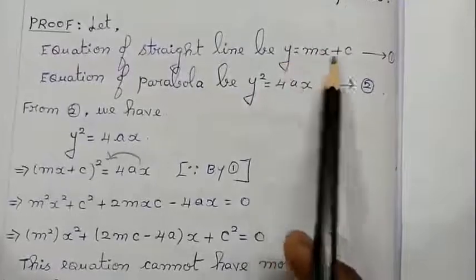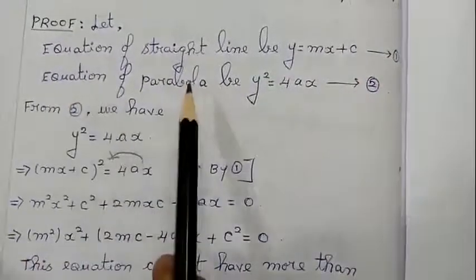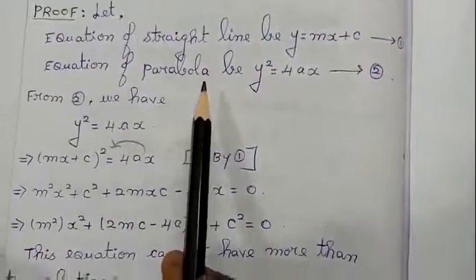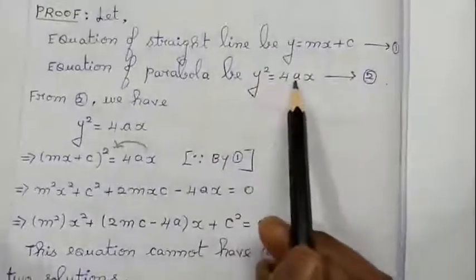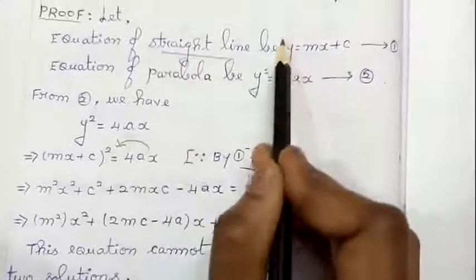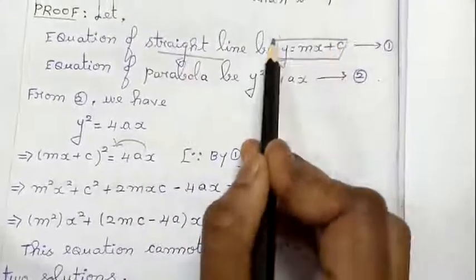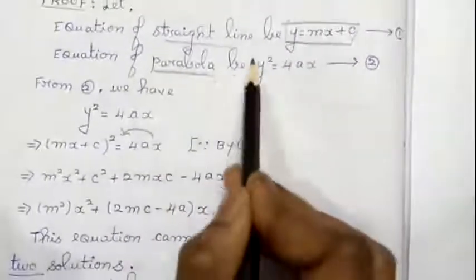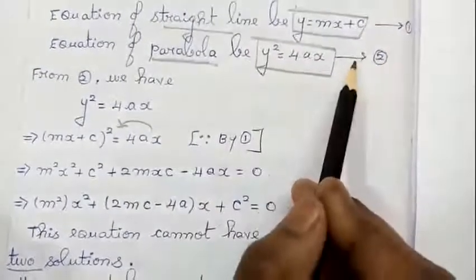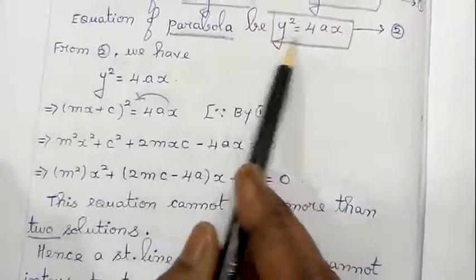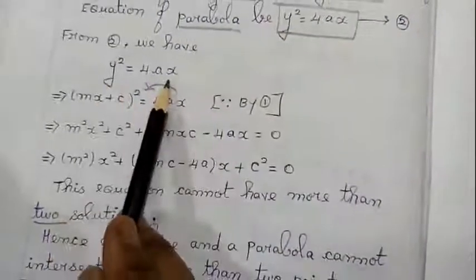Equation of straight line. What is the formula? y equal to mx plus c. And the equation of parabola. For parabola, you have 4 types. I am going to take only this one: y square equal to 4ax. Straight line, I am going to take this equation, y equal to mx plus c. And for parabola, I am going to take y square equal to 4ax. I am going to take this one, y square equal to 4ax.